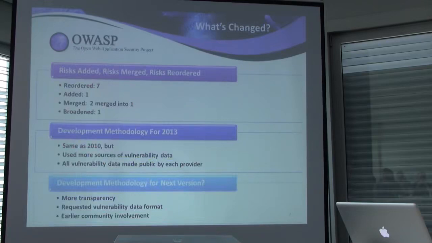So we reordered 7, we added 1, as I mentioned, merged 2 into 1, and we also broadened an existing one slightly, and I'll talk about that. We built it the same way as 2010. Typically the model is the OWASP Top 10 team, which is just a couple guys basically. We put a draft together, we release that for public comment, and that draft includes the data call and the data analysis and so on. Put it out for public comment, and then we leave it out there for at least 3 months.